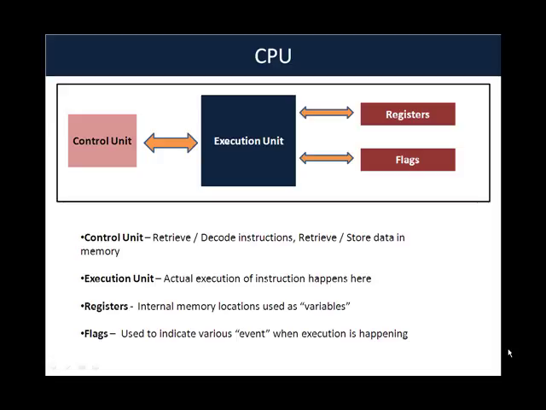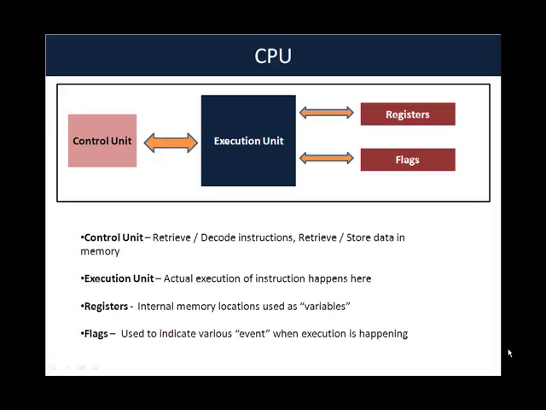Now, when a CPU is actually executing instructions, it requires some internal memory locations in order to do those calculations. These are called registers. So think of registers as some sort of internal variables inside the CPU. And the value of these registers keeps changing depending on what the CPU is actually doing right now.